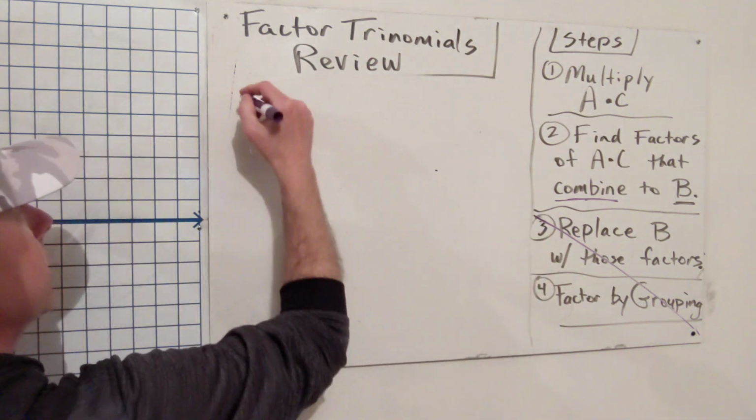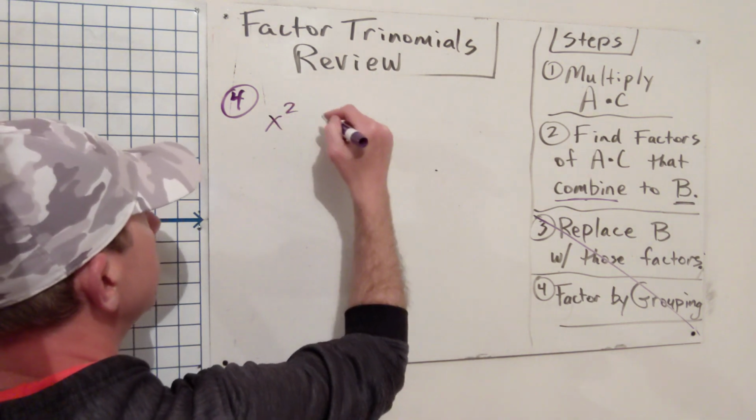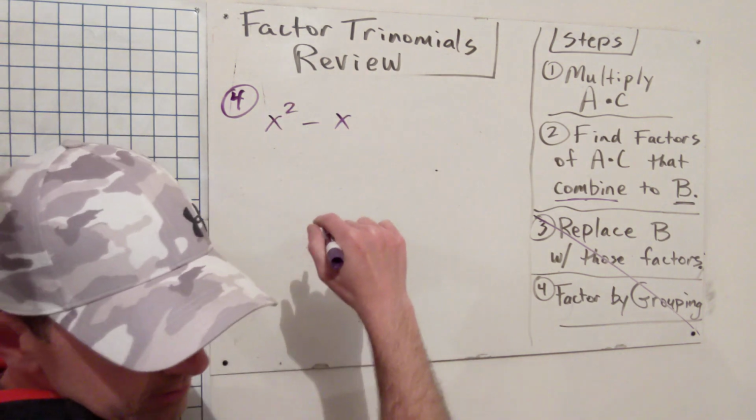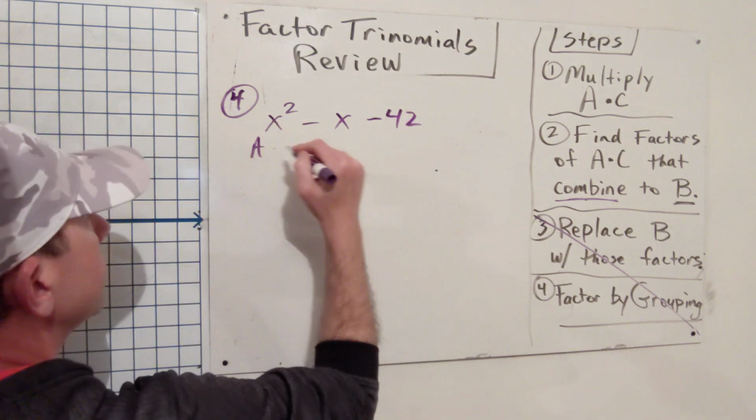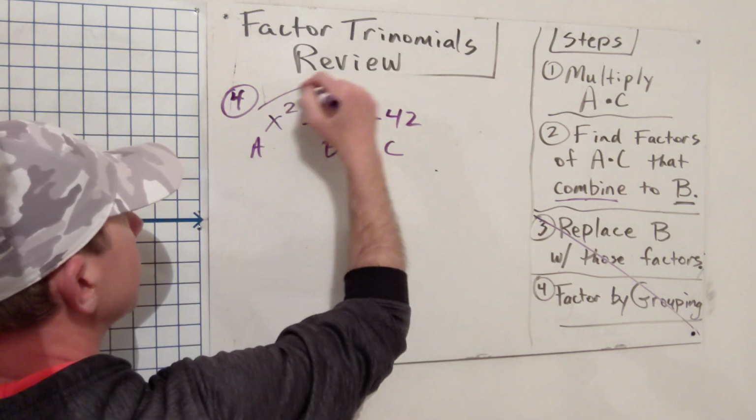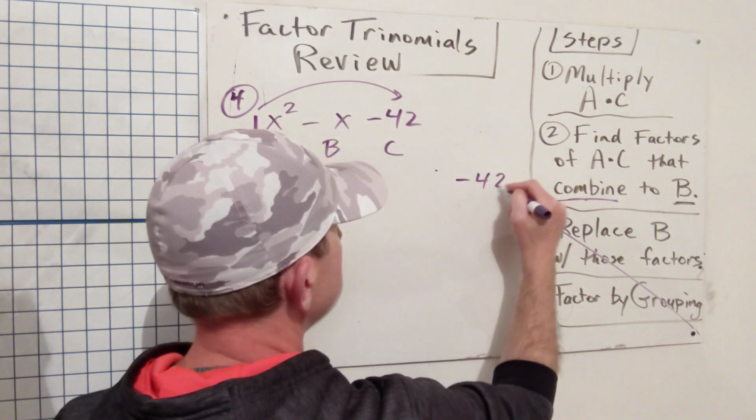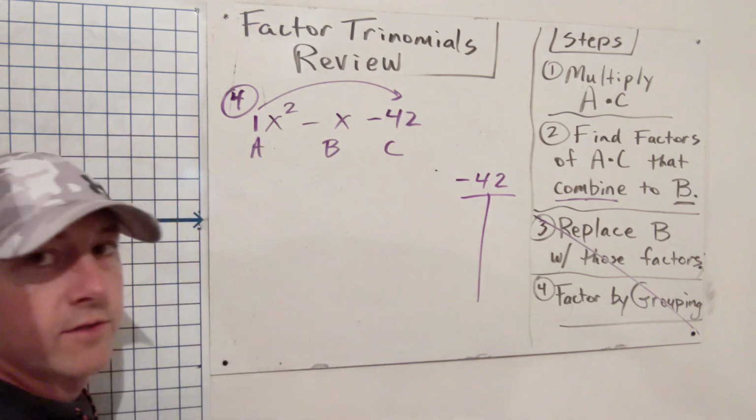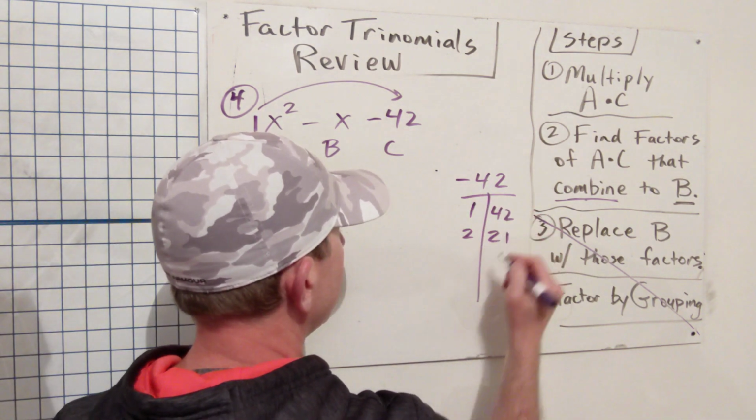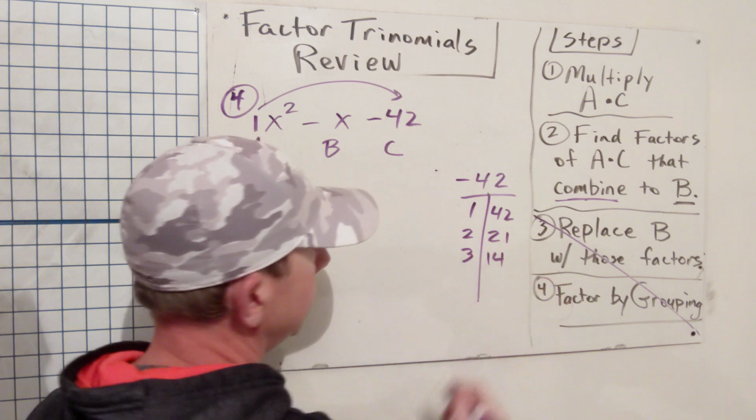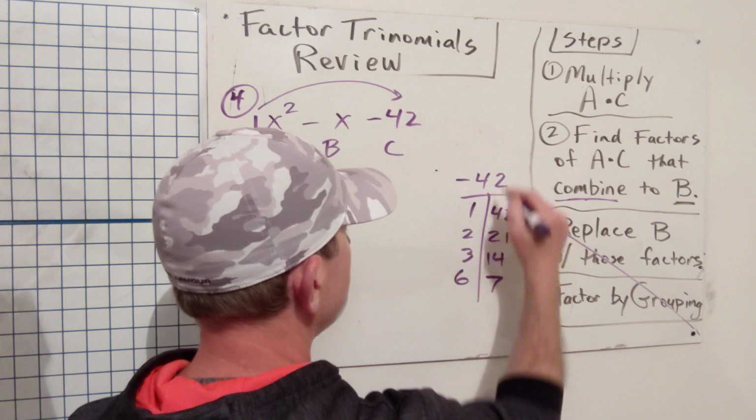All right, last one of the school year here. All right, x squared minus x minus 42. So again, a is here, here's b, and here's c. We're going to multiply a times c. The a is 1. So that means we can take the shorter route. So factors of 42, we've got 1 and 42, 2 and 21, 3 and 14. 4 doesn't work, 5 doesn't work, but 6 and 7 works.